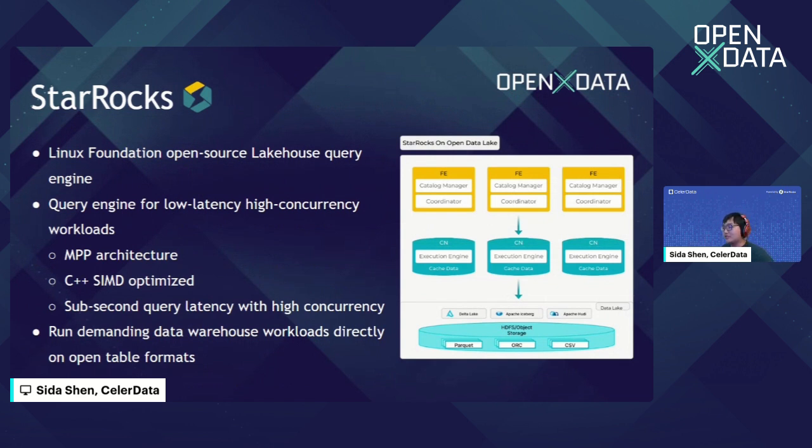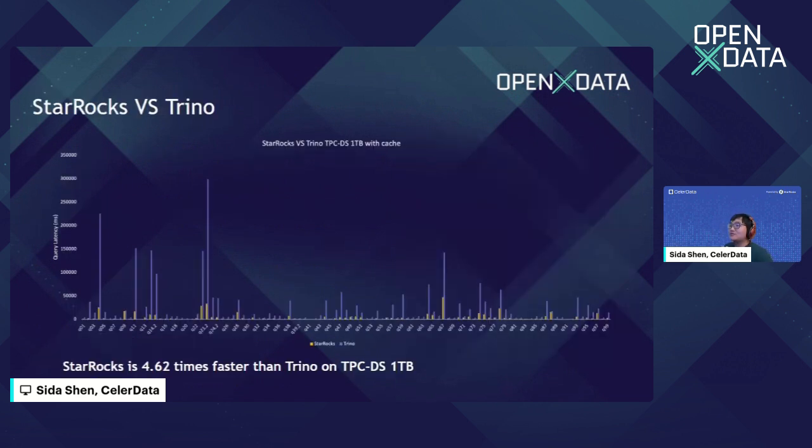So to run sub-second query latency with very high concurrency, to run those data warehouse-like workloads directly on open table formats such as Apache Iceberg, Delta Lake, Apache Hudi, and Parquet files, right? So StarRocks' base performance is very good. It is around 4.6 times faster than Trino on TPC-DS 1 terabyte, right? So the base performance is really good.